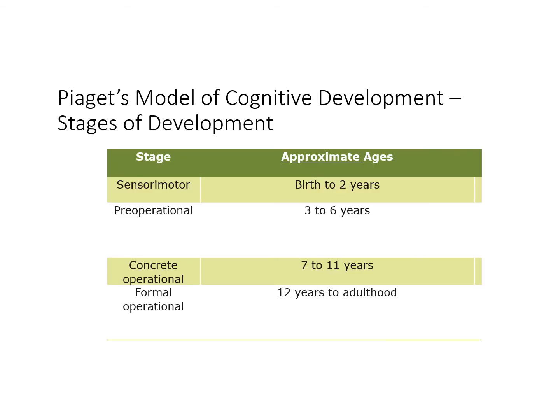Let's talk a bit more about Piaget. Piaget believed that learners progress through 4 sequential stages of development. These stages are sensorimotor from about birth to 2 years old, preoperational from about 3 to 6 years, concrete operational from about 7 to 11 years, and formal operational from about 12 years to adulthood. It's important to be aware that these ages are not set in stone. Some children progress through the stages faster and some slower.